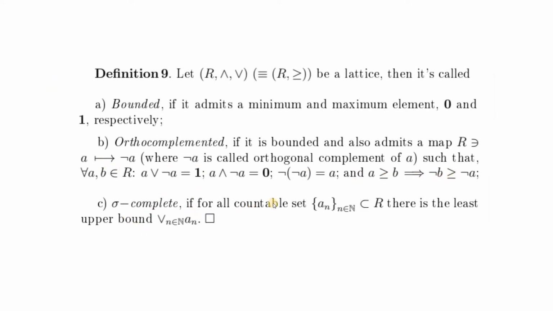And sigma complete if for all countable families or successions you have a least upper bound, the infinite OR operator applied to the whole family. Thus, in this way, this thing converges to an element in R. That's why it's called complete, because it is complete.